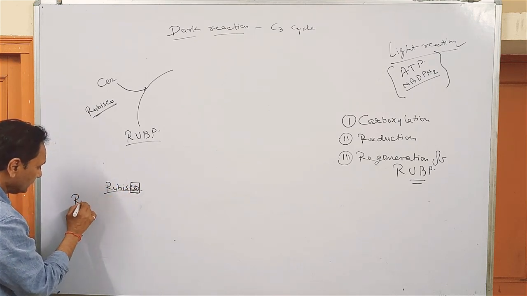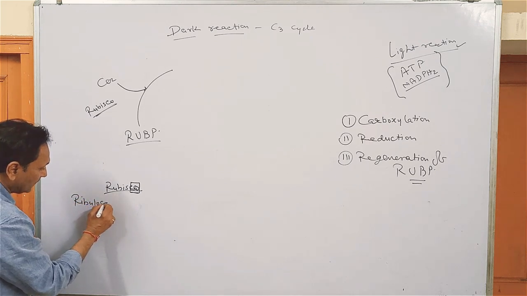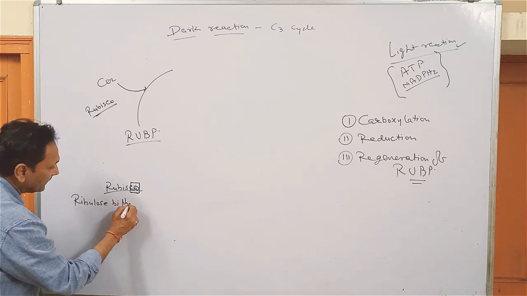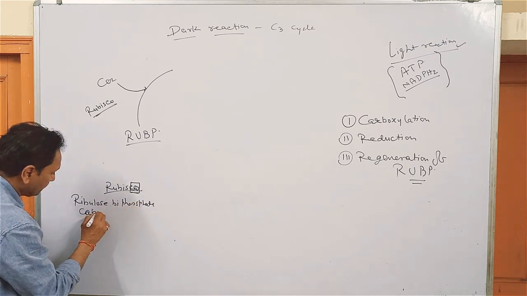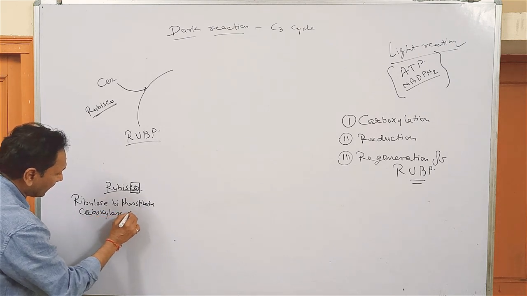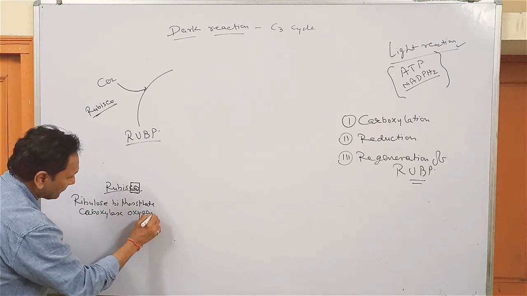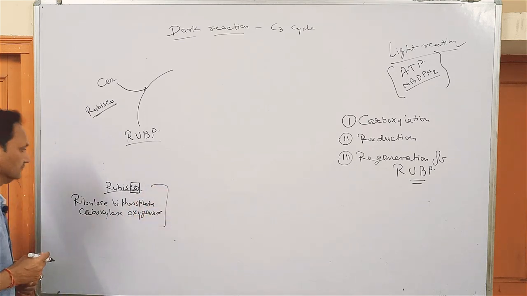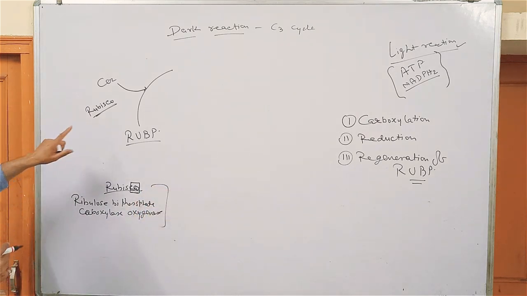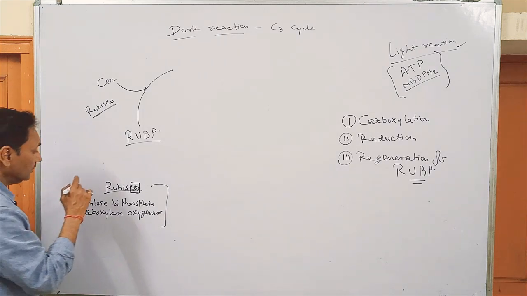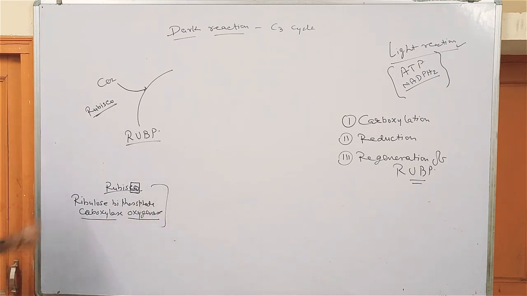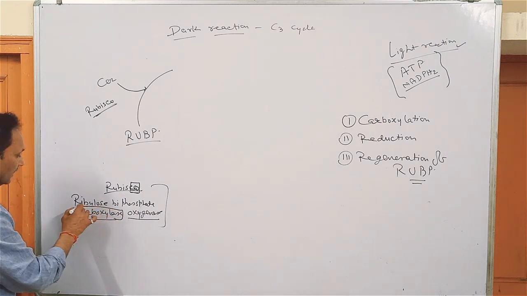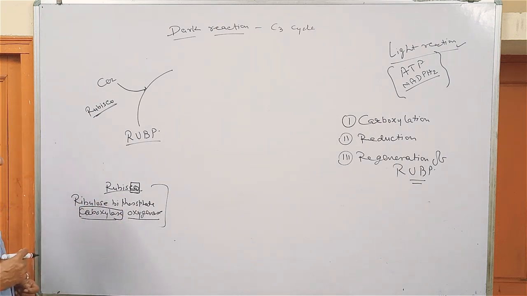Rubisco means ribulose bisphosphate carboxylase oxygenase. This is responsible for carboxylation as well as oxygenation. But in this particular C3 cycle, it is only functional in carboxylation, not in oxygenation.